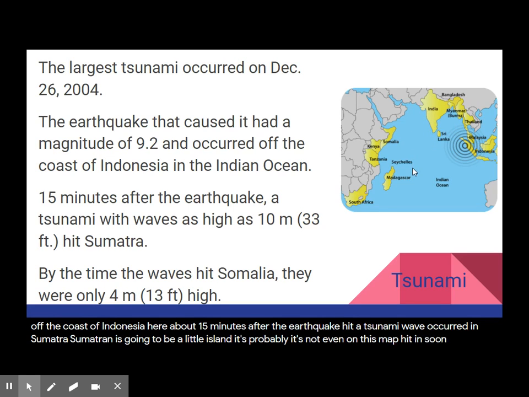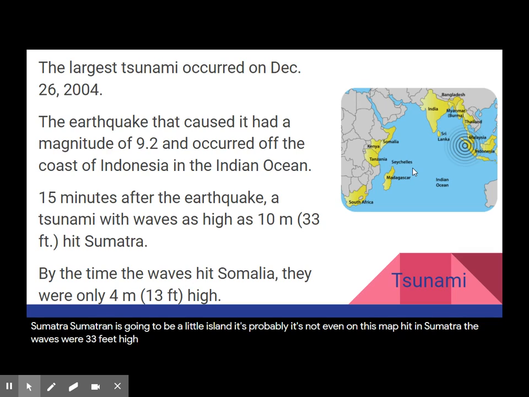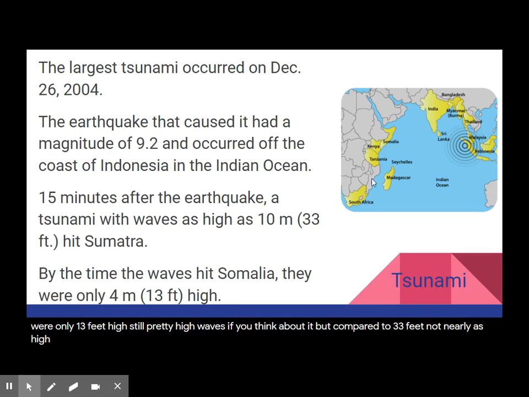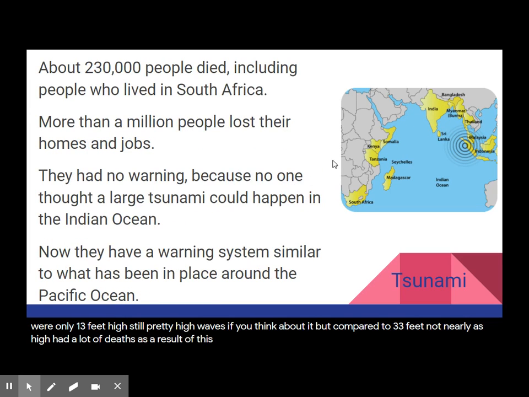But it hit in Sumatra, the waves were 33 feet high, and destroyed a lot of buildings. By the time they got to Somalia over here, they were only 13 feet high. Still pretty high waves if you think about it, but compared to 33 feet, not nearly as high. They had a lot of deaths as a result of this. About 230,000 people died. There were deaths even as far away here as South Africa.